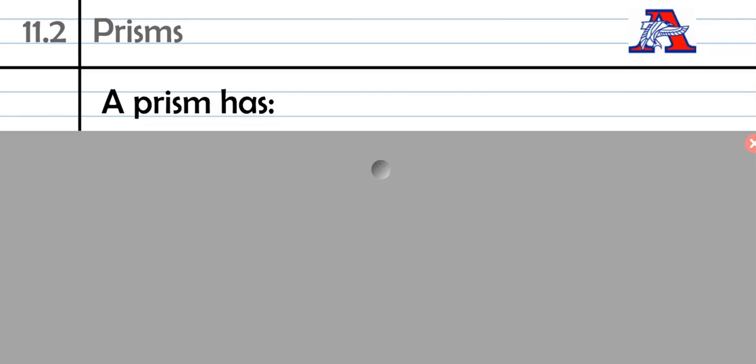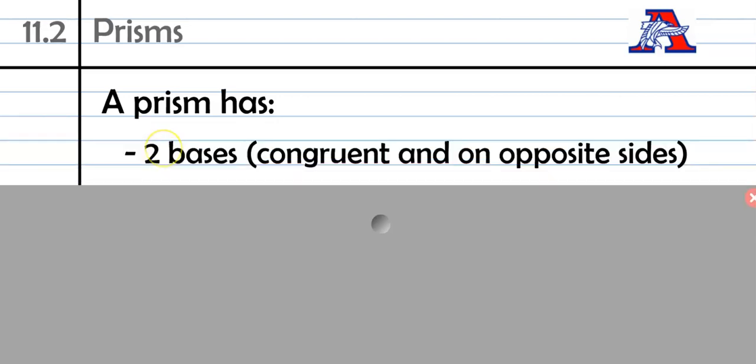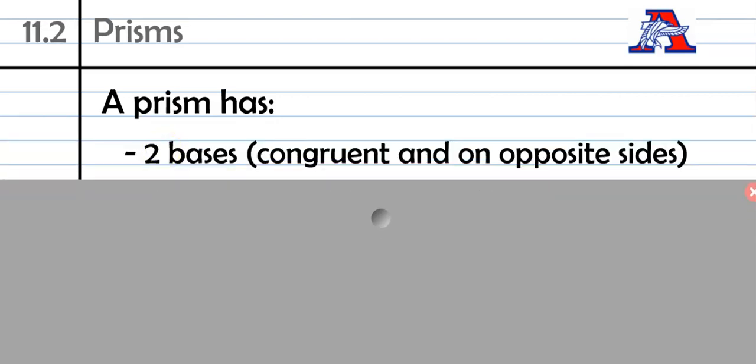So before we get to that, just a reminder of what a prism is and what a prism has, just so that you can have this in your notes. A prism always has two bases. Sometimes you think about this as the top and the bottom, but it doesn't necessarily have to be. Your bases don't necessarily have to be on the top and bottom. What you want to look for are two congruent shapes that are on the opposite sides of your polyhedron.